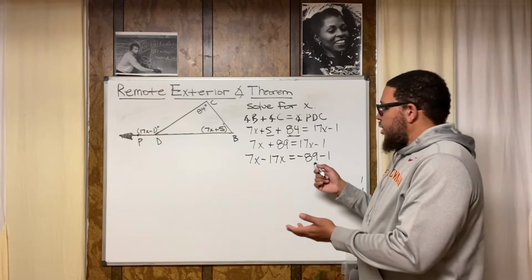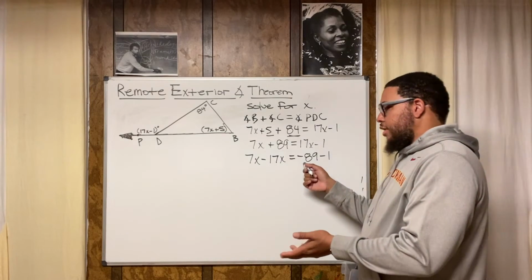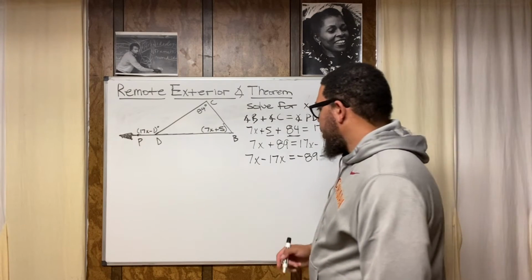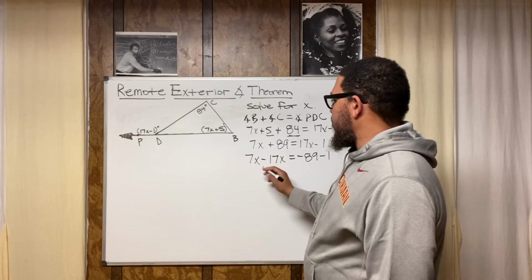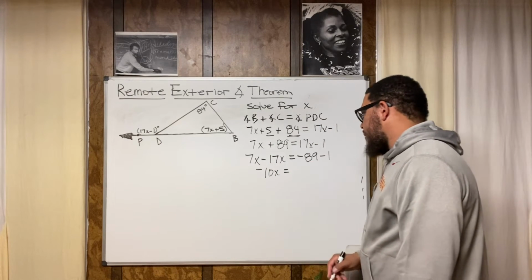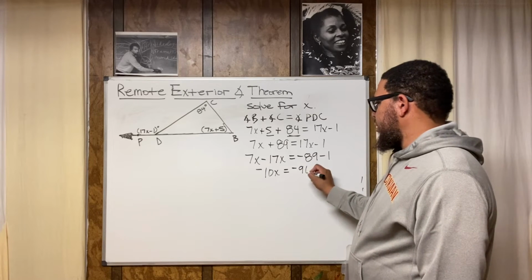You end up doing negative 1 minus 89. Well, negative 89 minus 1 is the same thing as negative 1 minus 89 anyway, right? So 7 minus 17 is going to be negative 10. So that's negative 10x. Negative 89 minus 1 is going to be negative 90.